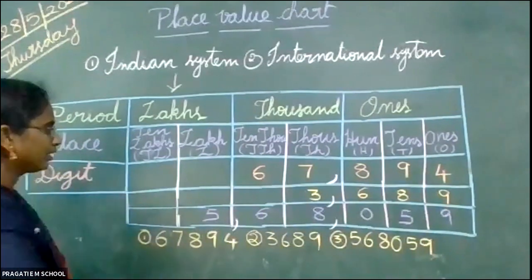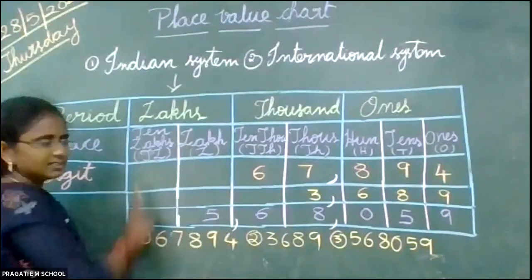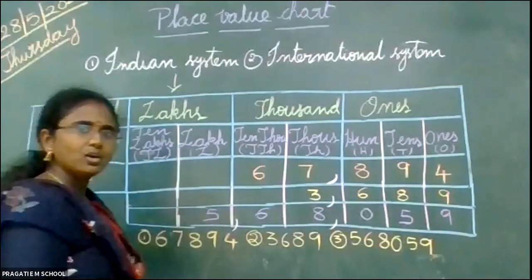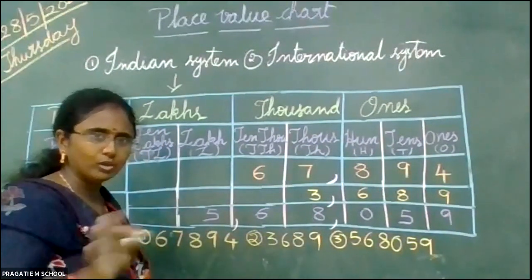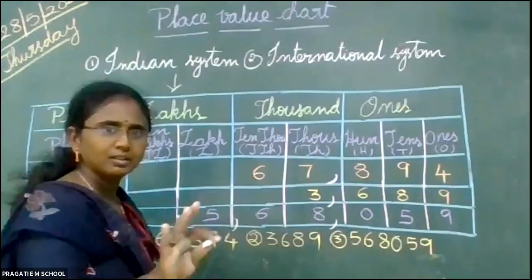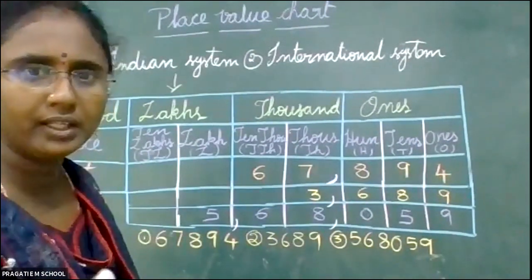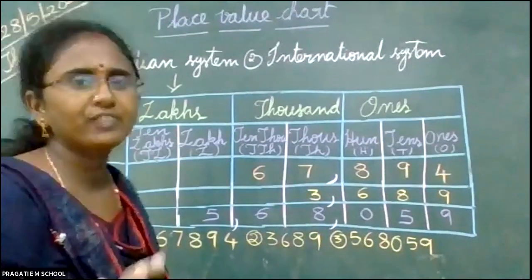Now read the number. 5 lakhs 68,000. The hundreds place is 0, no need to read that. 59.